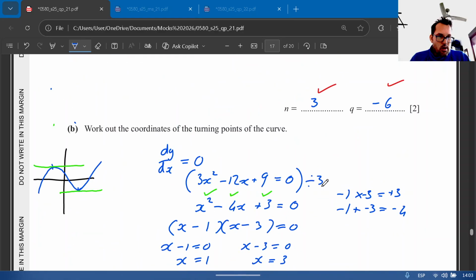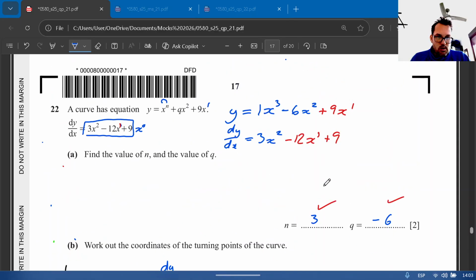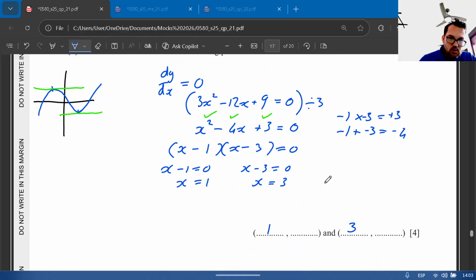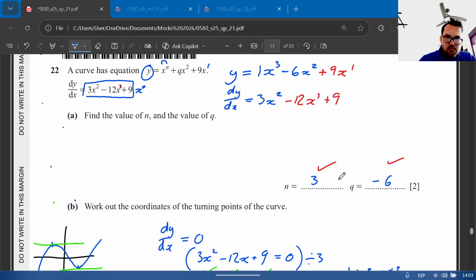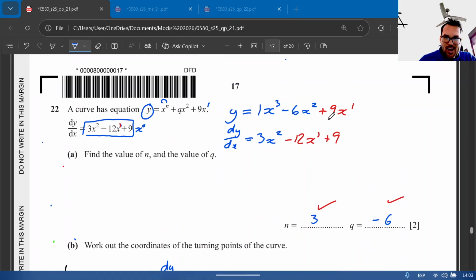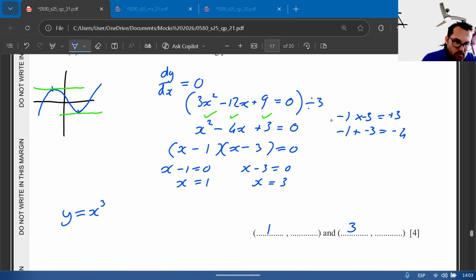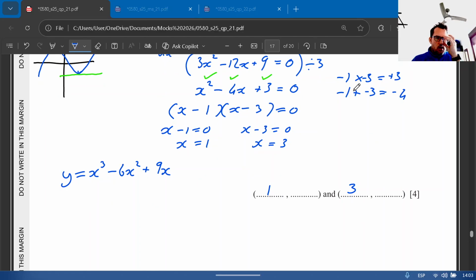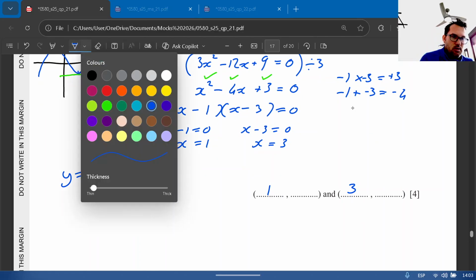And where is a y? Where do we find the y in all of this? Well, the only y I can see is that. That's the y we want, okay? Remember that I already figured this out, that the equation actually is y equals x cubed minus 6x squared plus 9x. That's the equation. There's the y. Now we just need to put these values in there.